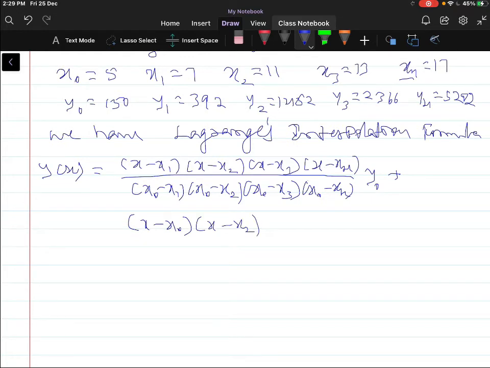Similarly, we can write the second term: plus (x minus x0)(x minus x2) should be written here, not x1. You should not subtract the x1 value from the x here.